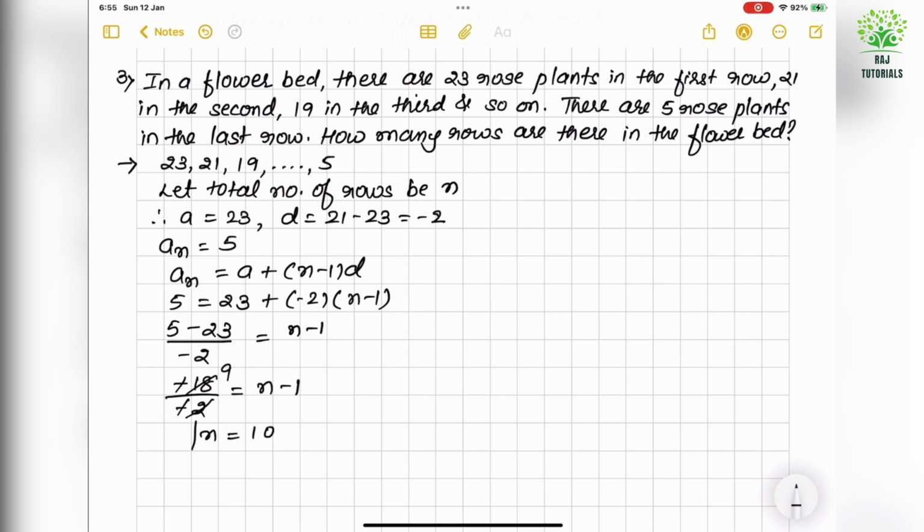So therefore there are 10 rows in the flower bed.